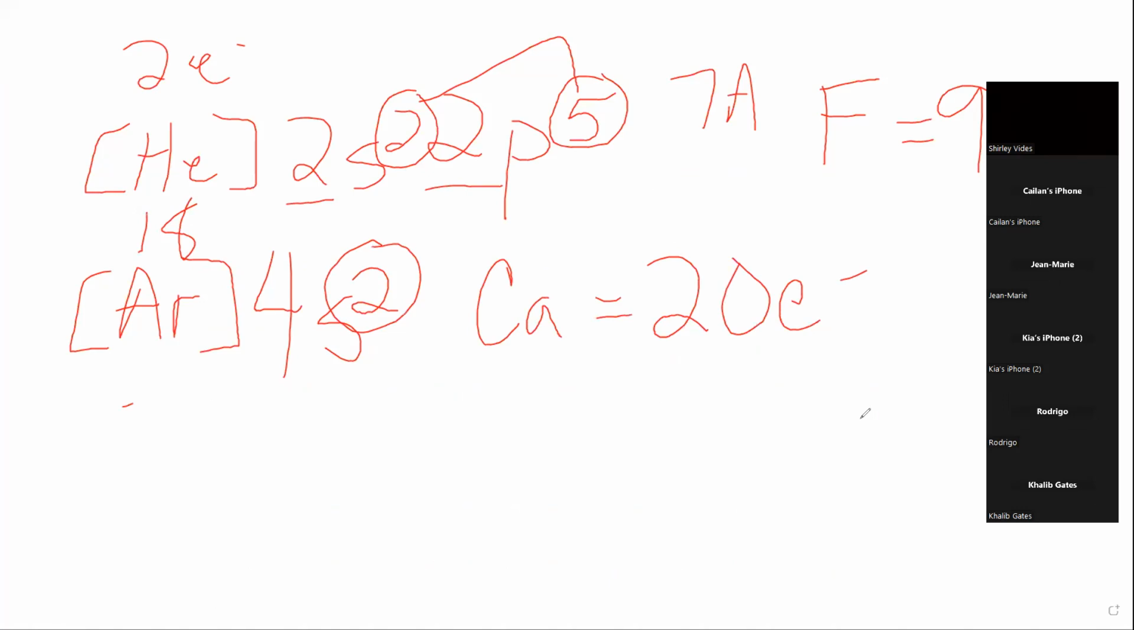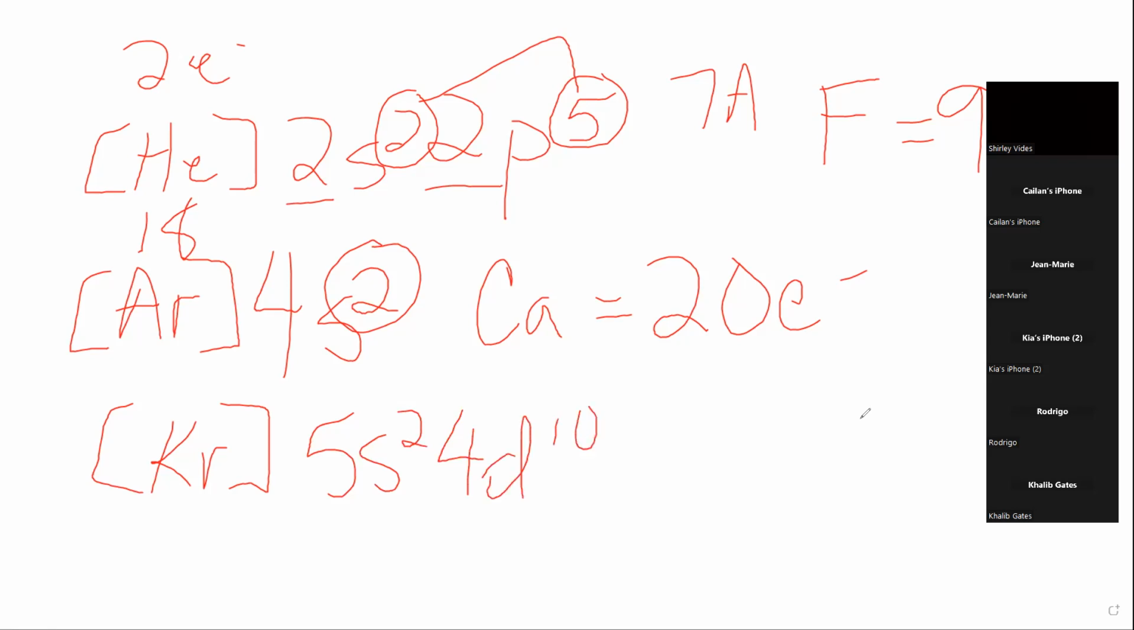This one is krypton. So you can be locating it. 5s2, 4d10, and 5p3. You should be able to identify that one based on what I showed you. Let's go back to the periodic table to look at it.